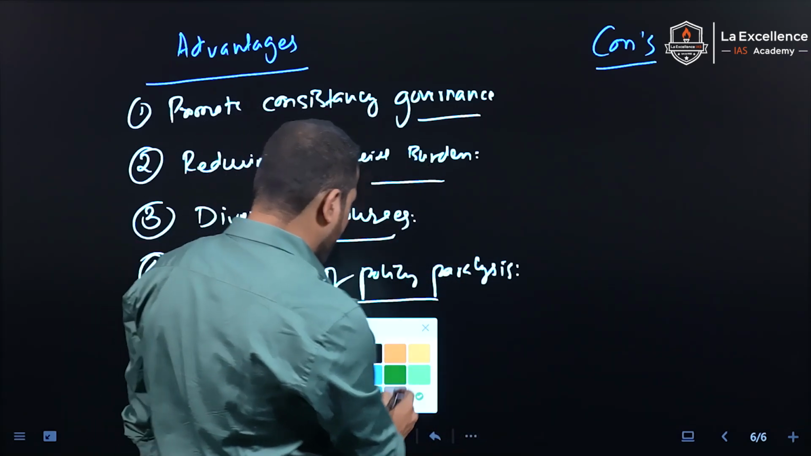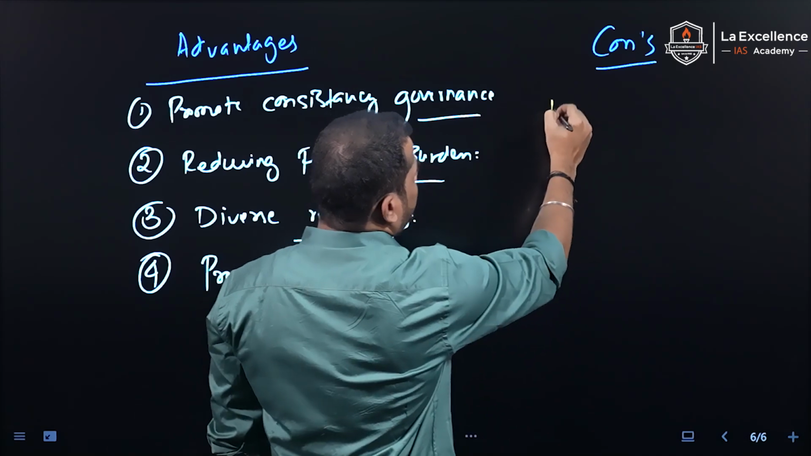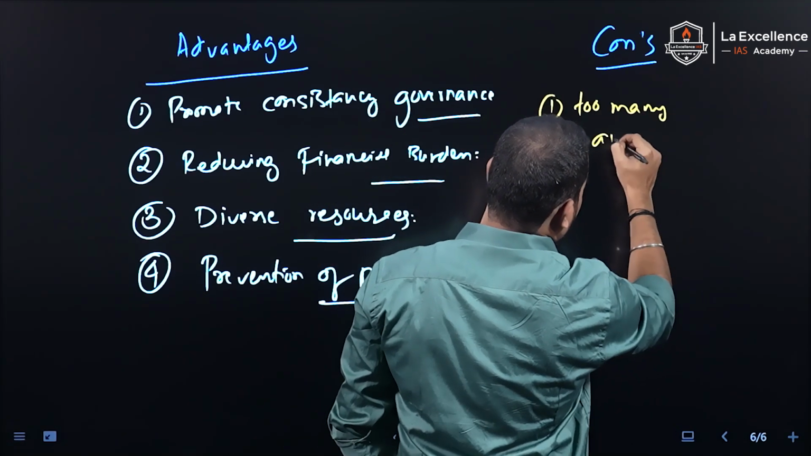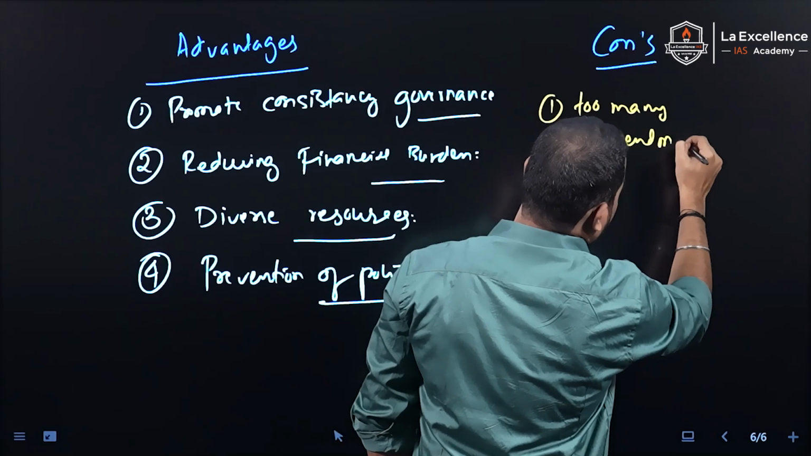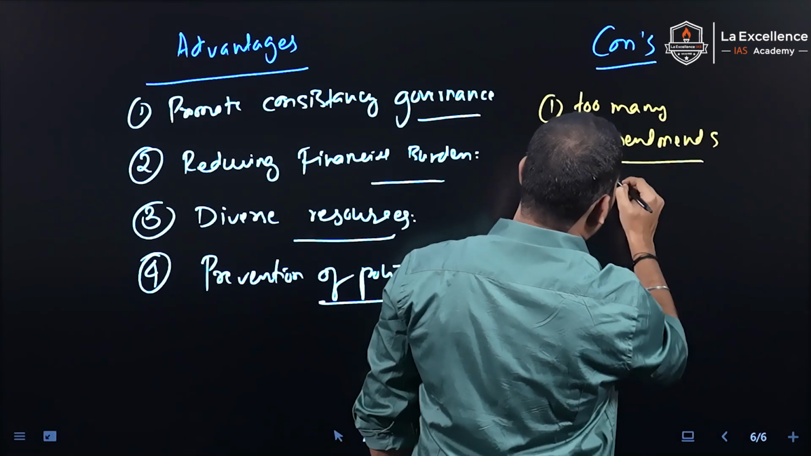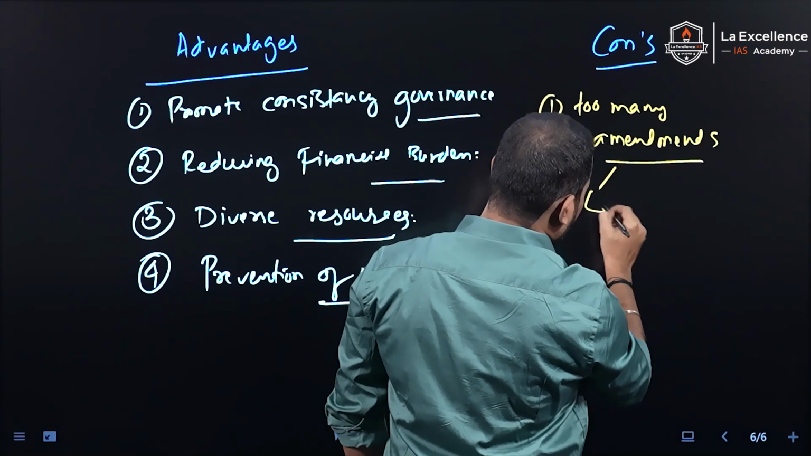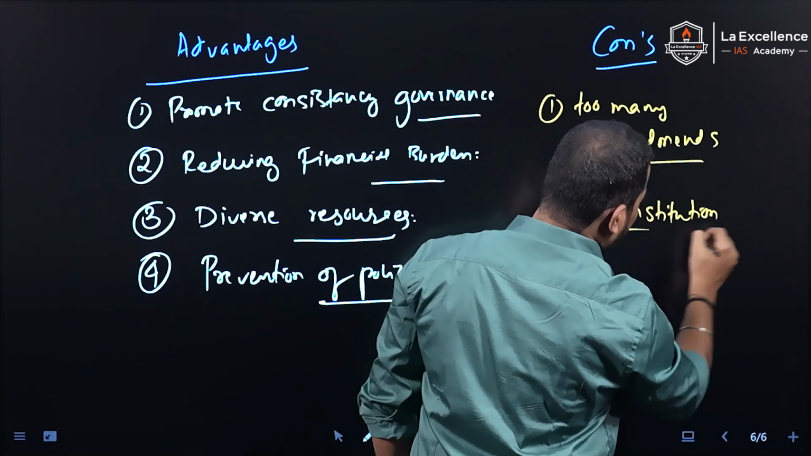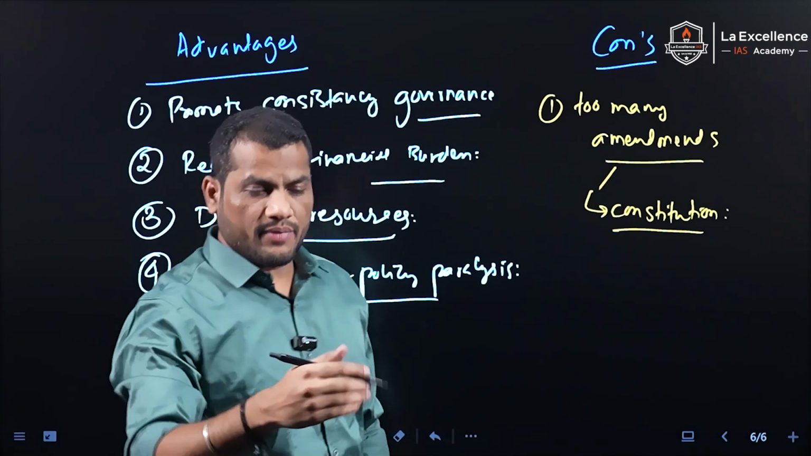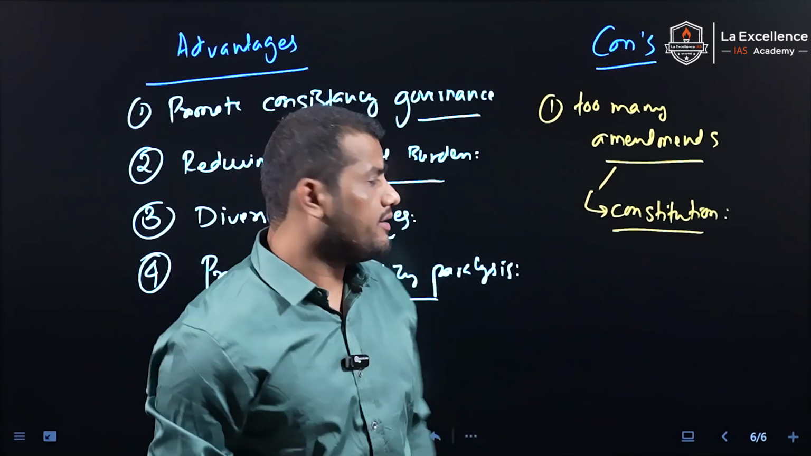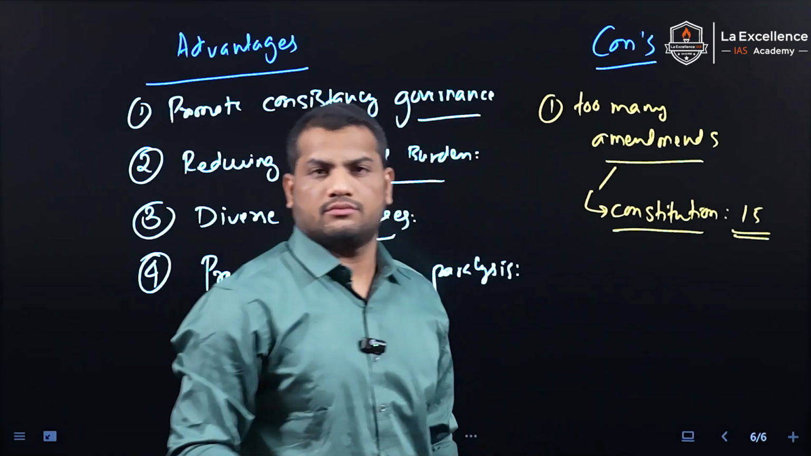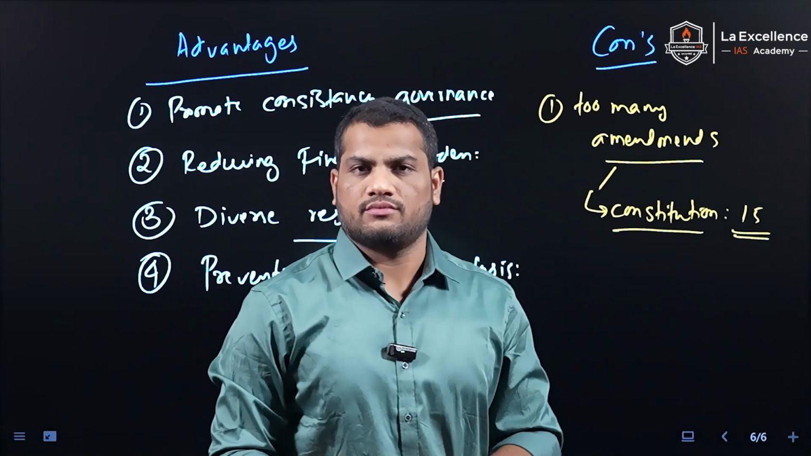One is that there will be too many amendments that should be made to the Constitution. Recently, a high-level committee headed by Ramnath Kovind has recommended around 15 constitutional amendments. This is very huge, right?